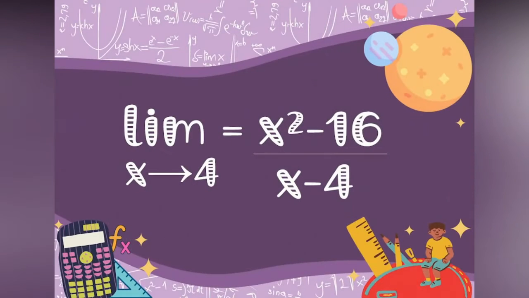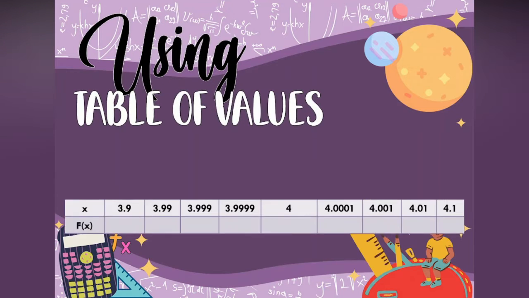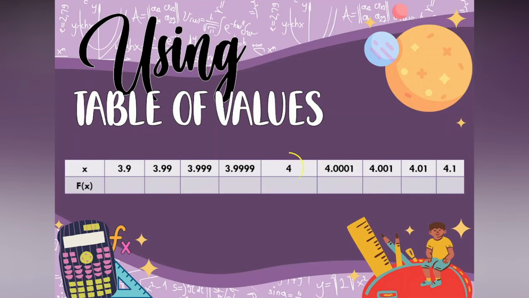So, in this example, the given is the limit of x squared minus 16 over x minus 4 as x approaches 4. Given the table of values, we consider values of x that are close to 4 approaching from the left and the right as what we did in the first example. After writing the values of x that are close to 4, we can now substitute those values of x to the given function. So let's start from the left.